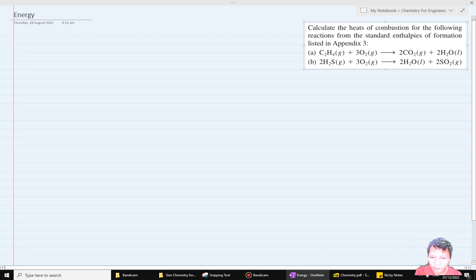Now we have two cases: combustion of C2H4, I think that is ethene, and letter B is combustion of H2S. So we will write each down.